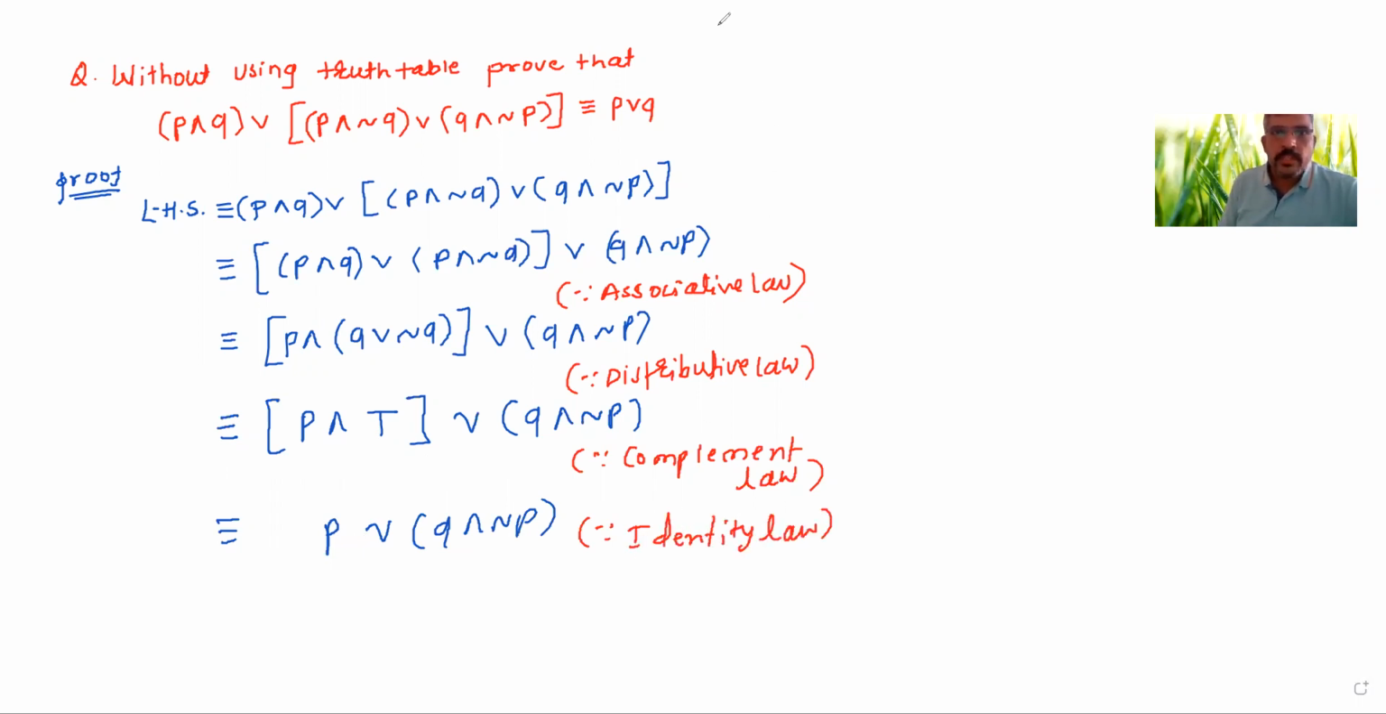Now next, if you observe this step carefully, this symbol is OR and this symbol is AND. We can distribute P inside the bracket. We know OR is distributive over AND, so we are distributing this P inside the bracket. So we get P or Q, and P or negation P. Got it? For this, again, the reason is distributive law.